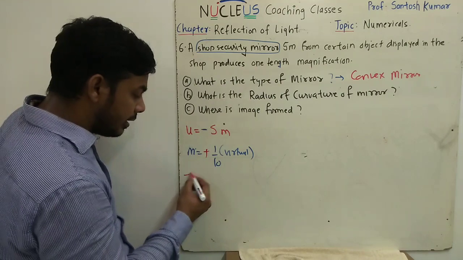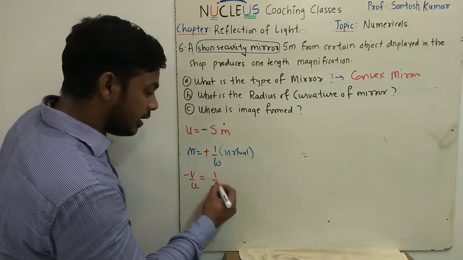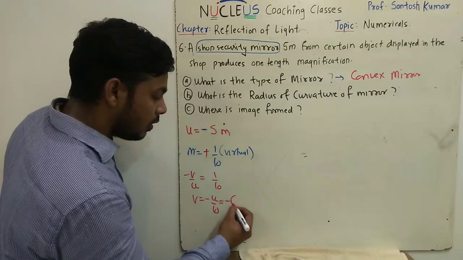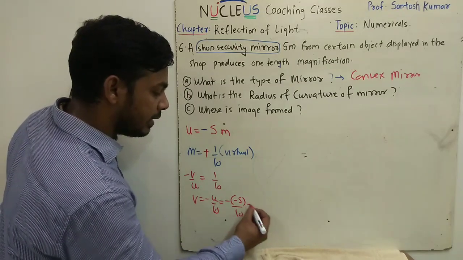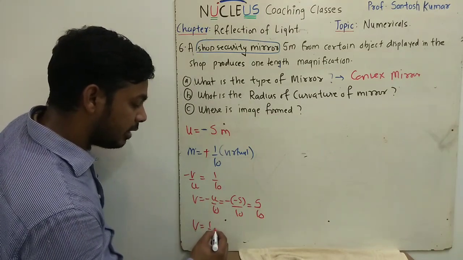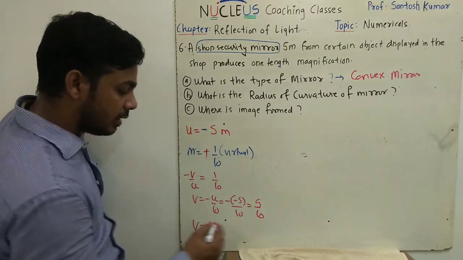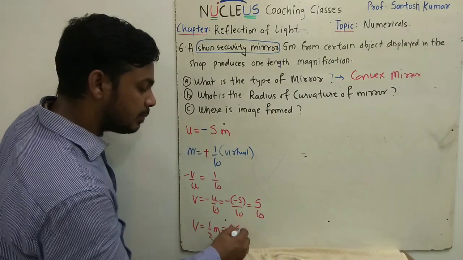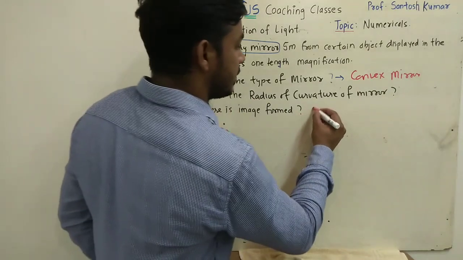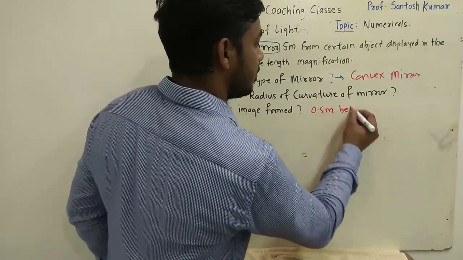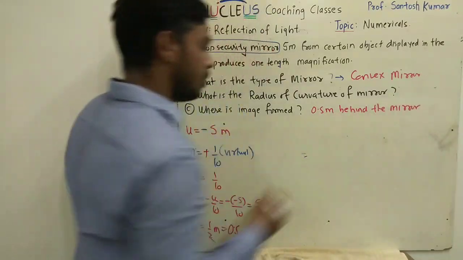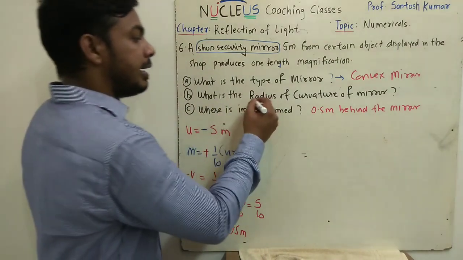So m can be written as minus v by u. It is 1/10. So the value of v is minus u by 10, which is minus of minus 5 by 10, that is 5/10. So the value of v is half a meter because u is also in meters, or it can be written as 0.5 meter. So we have got the third part of the question. Where is the image formed? You can say 0.5 meter behind the mirror.